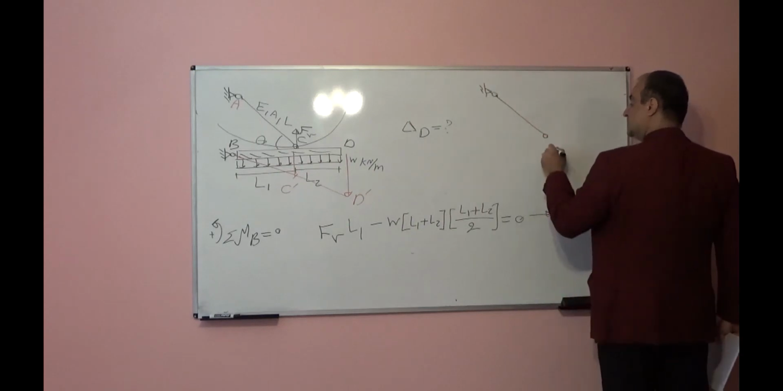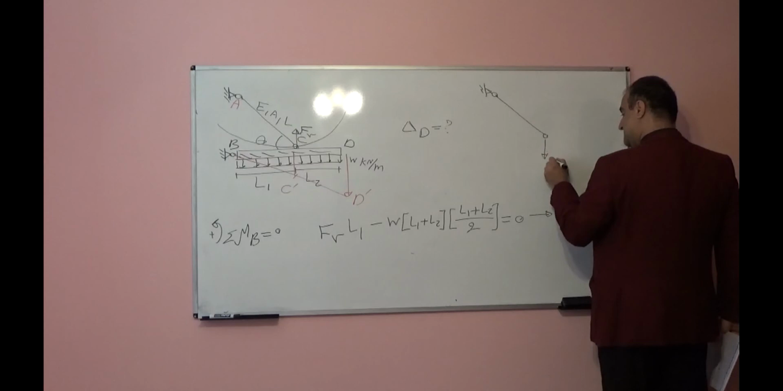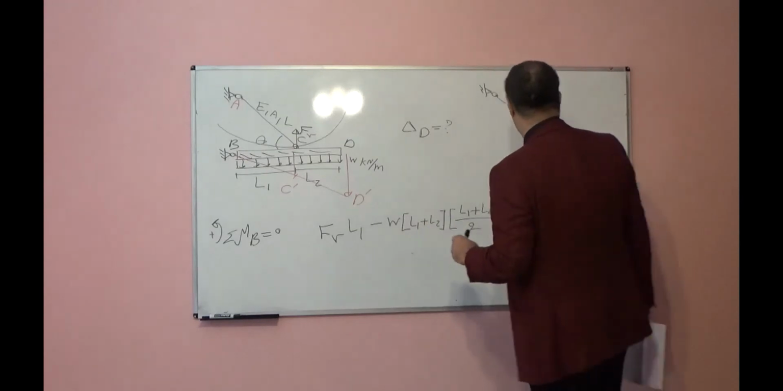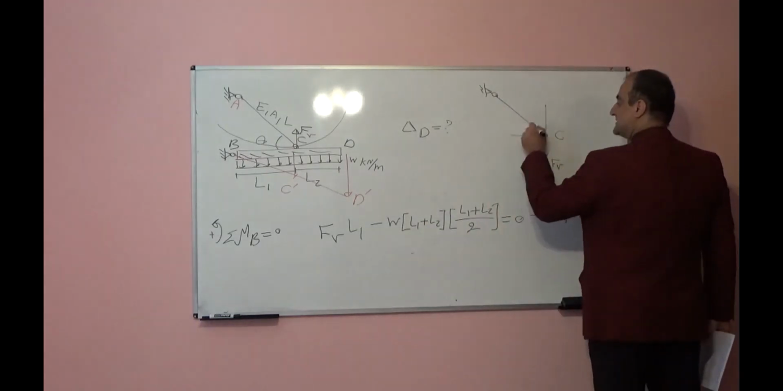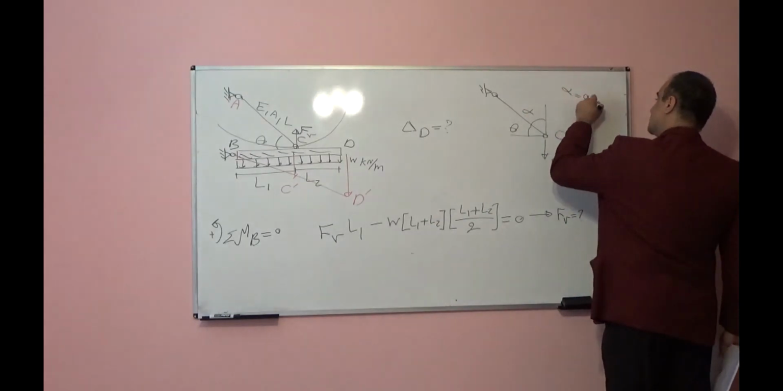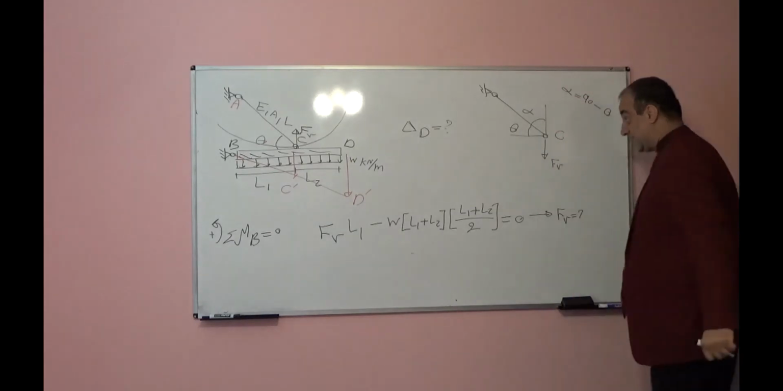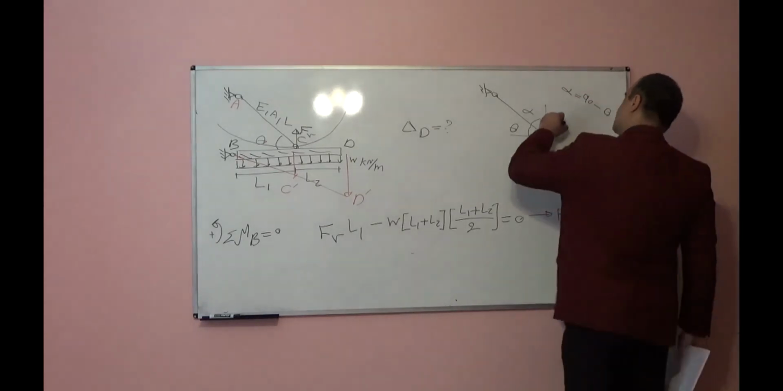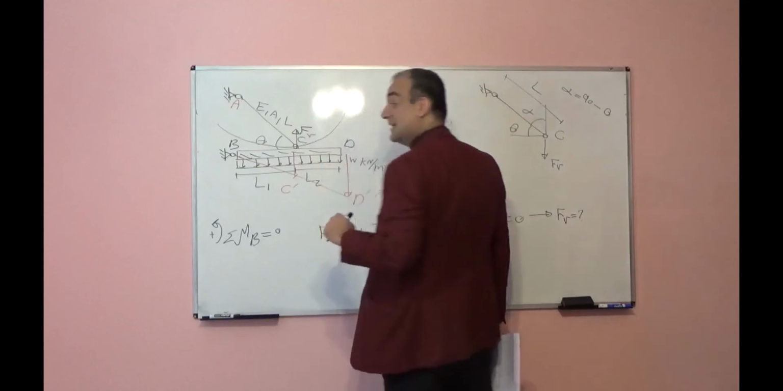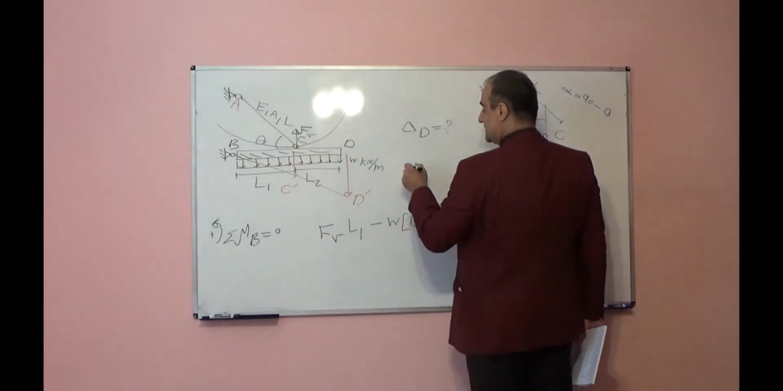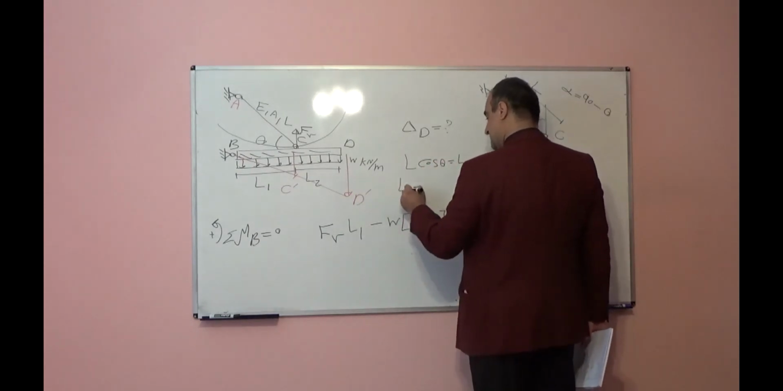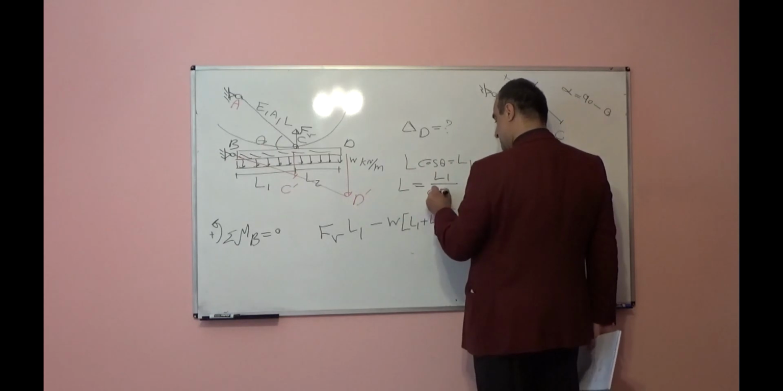So this rod will be subjected to F vertical at point C. If this angle is theta, this angle is alpha, and alpha we can calculate: it is 90 minus theta. And the length for this is L. Because I have this length L1, I can find L in terms of L1, because L cosine theta is equal to L1. From here I can find L is equal to L1 divided by cosine theta.